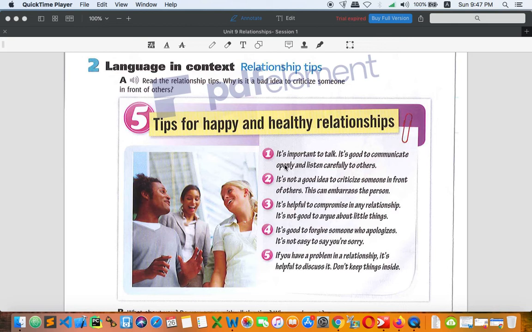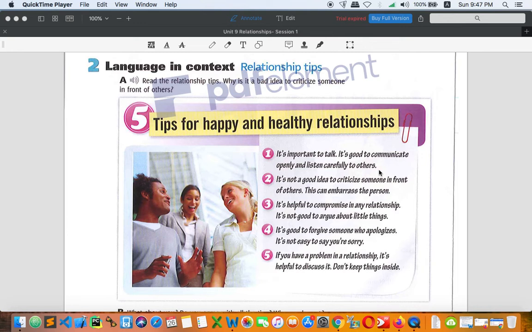First one: it's important to talk. I don't know what kind of talk. It's good to communicate openly and listen carefully to others. All right, make sure that you listen to the other, do not just talk. Okay, and make sure that you can accept somebody else about yourself, because sometimes you just talk about negative things of the other people, but you don't want to listen to other people about yourself. Okay, so you have to be open-minded.